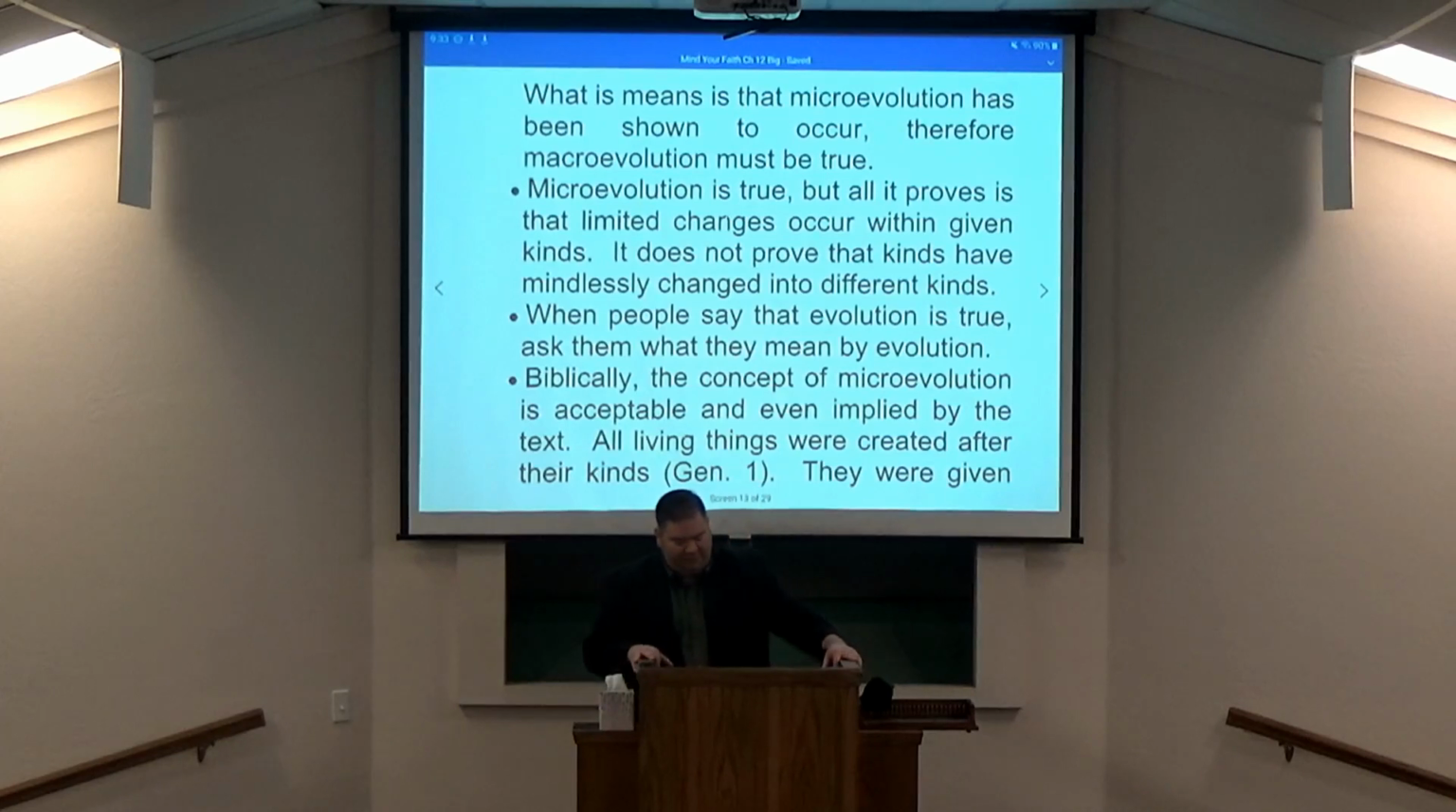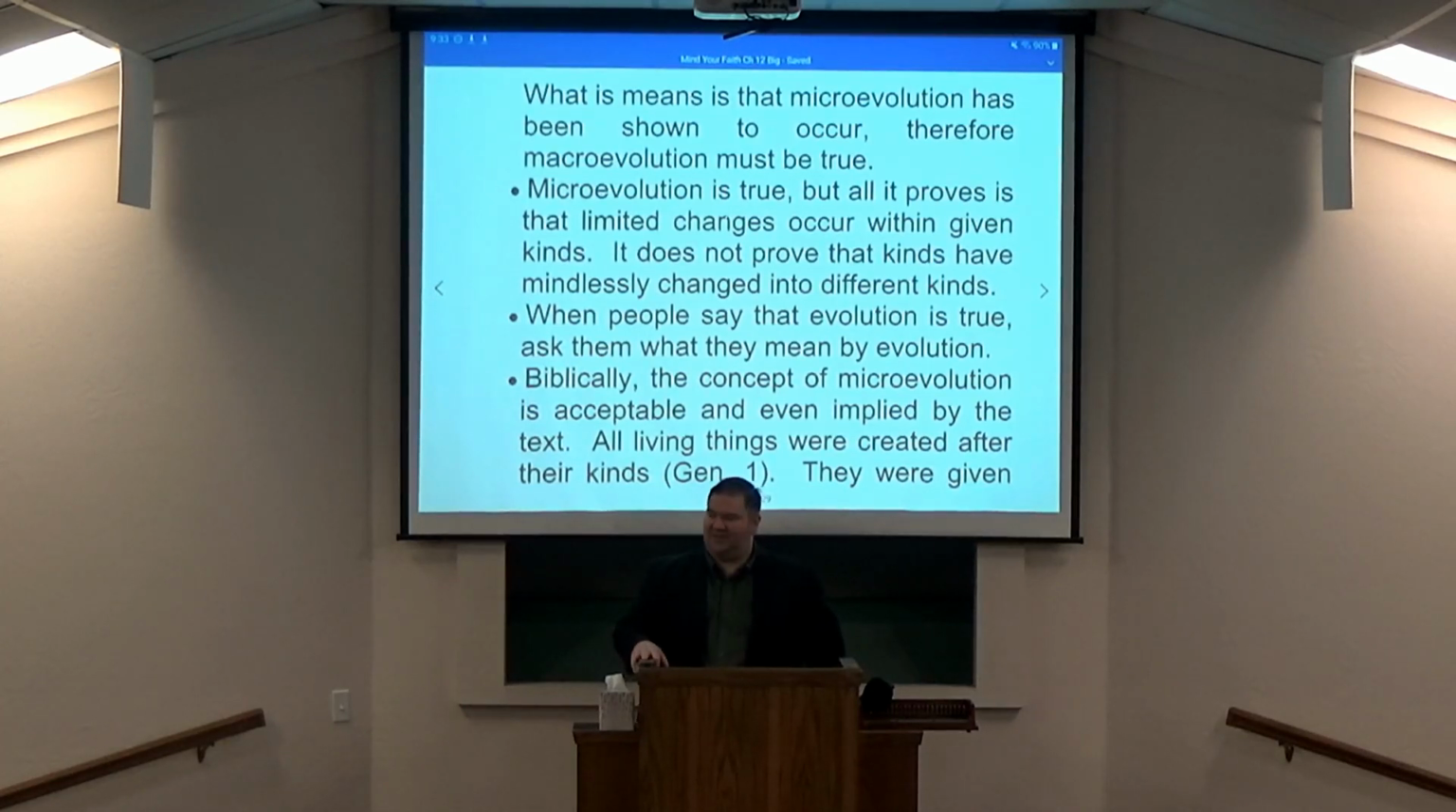Microevolution is true, but all it proves is that limited changes occur within given kinds. It does not prove that kinds have mindlessly changed into different kinds. When people say that evolution is true, ask them what they mean by evolution. I thought that would actually be an interesting experiment, if it happened to come up, ask them what they mean. If they are defending evolution, or they're saying, how can you believe in God, evolution, yada yada, define evolution. Are they going to make the distinction between micro and macro?